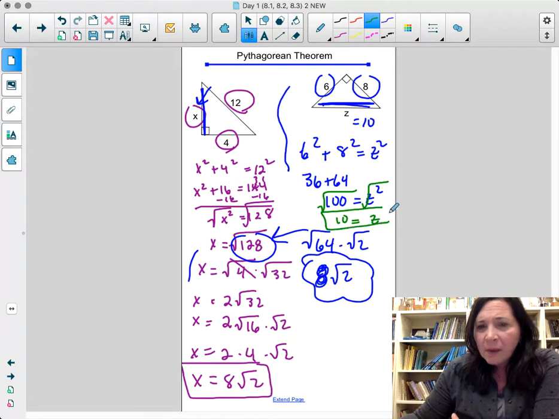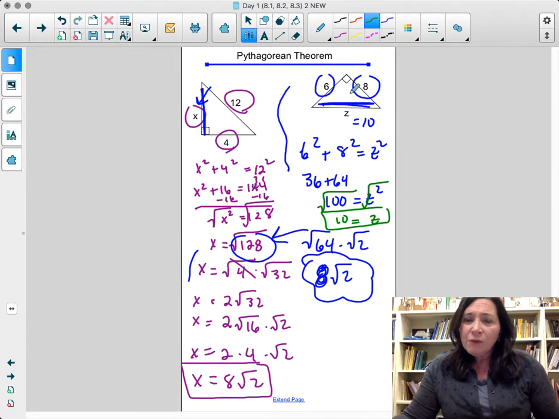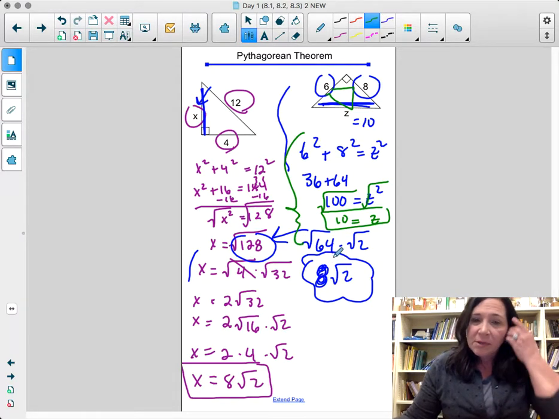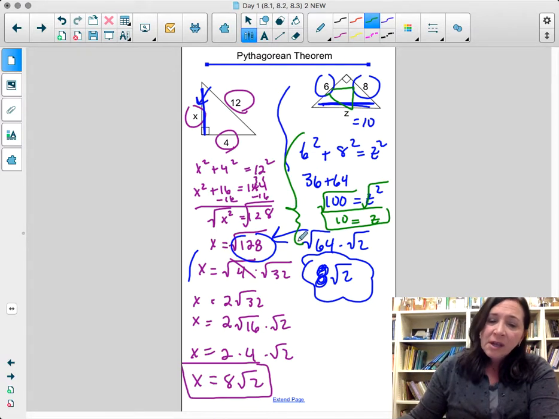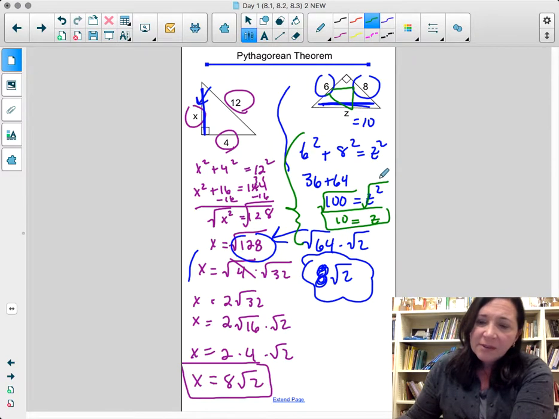So just keep in mind that if you recognize that this is a triplet, 6, 8, 10, or a multiple of a triplet, you don't have to do all this work. Sometimes you have to do that work because you have to work it out. But if you recognize something as a multiple of a triplet or a triplet, then you can alleviate some of that work for yourself.